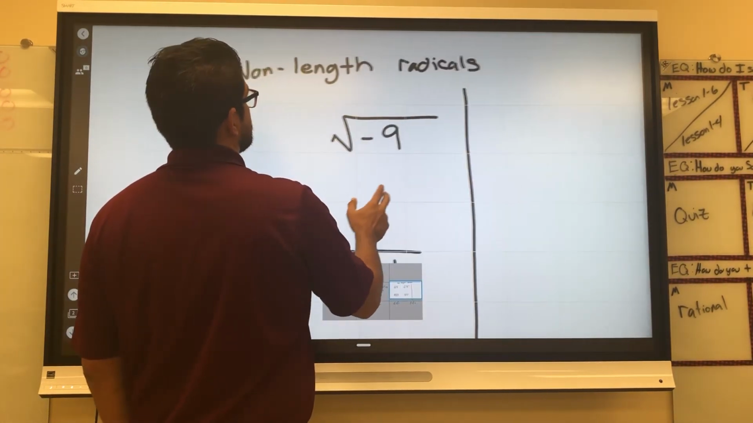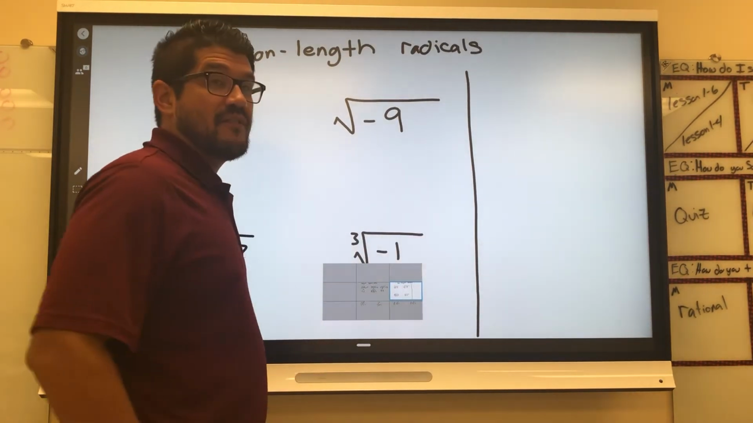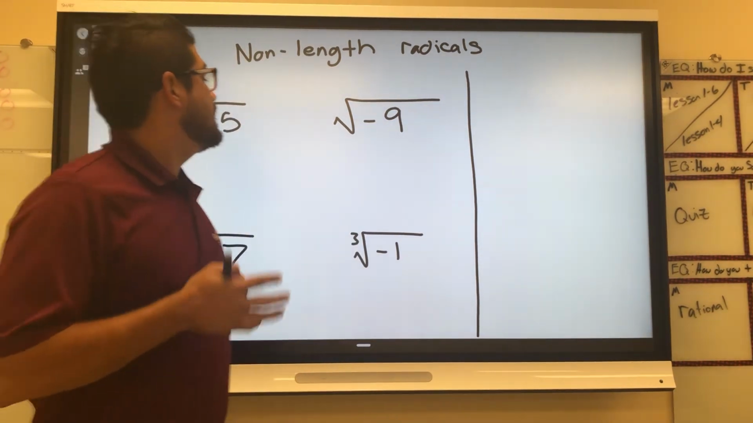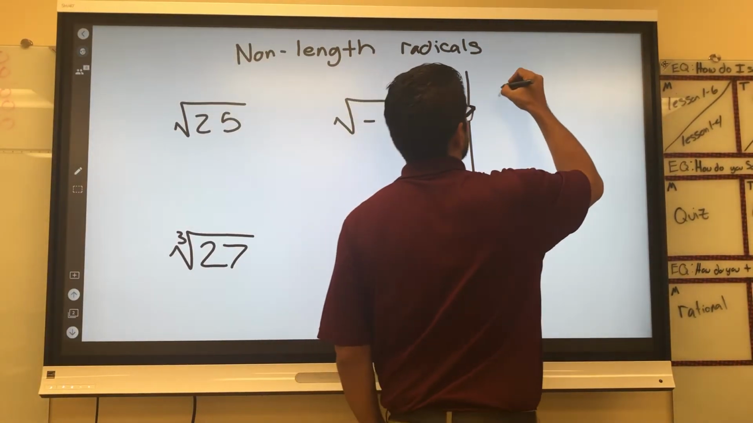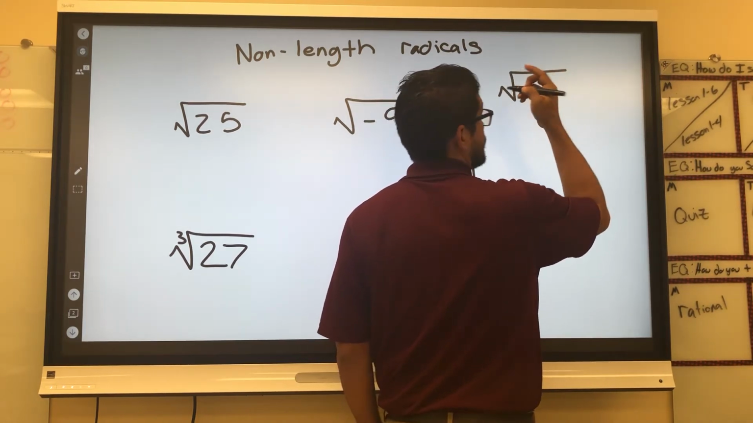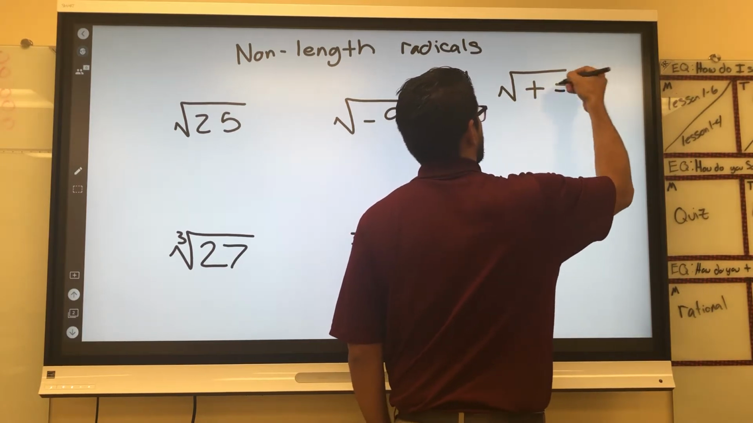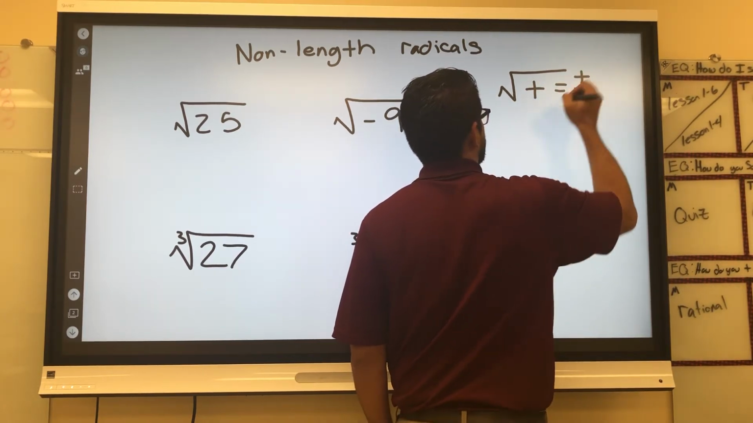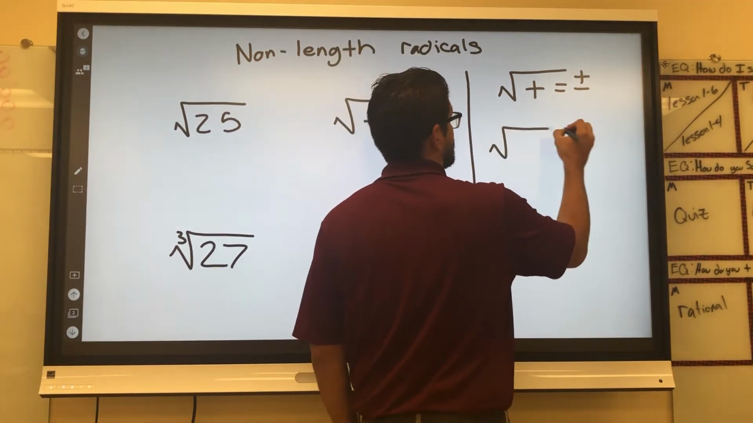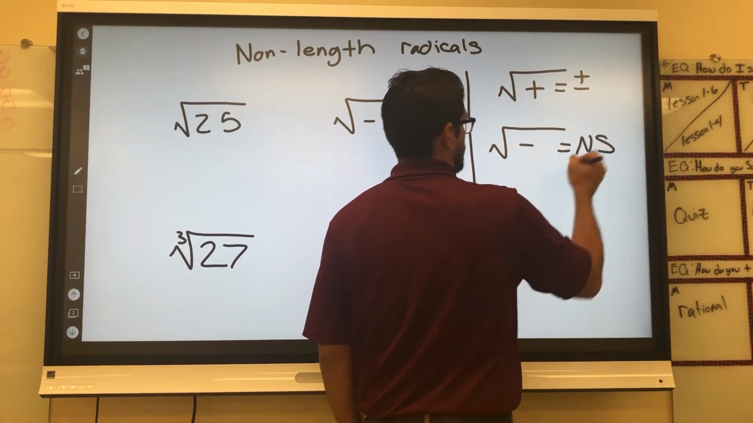Now here, non-length radicals, which means we have a possibility of negative numbers. Okay, now when you're dealing with square roots, there's two different options. If what's inside of the square root or radical is a positive number, that means the answer can be positive or negative. Okay? When you're dealing with a square root and there's a negative inside, then there's no solution.